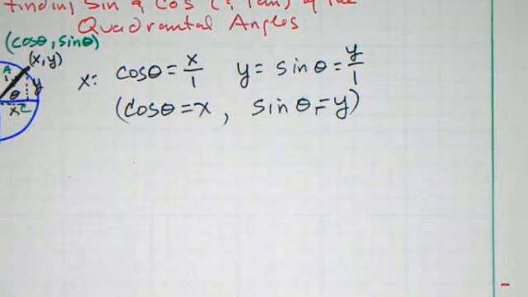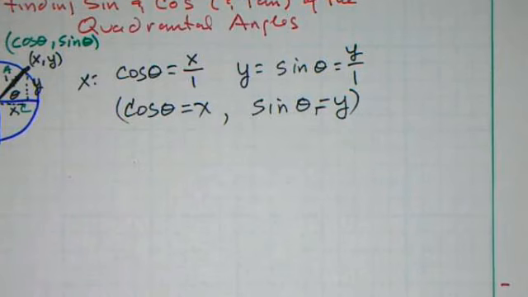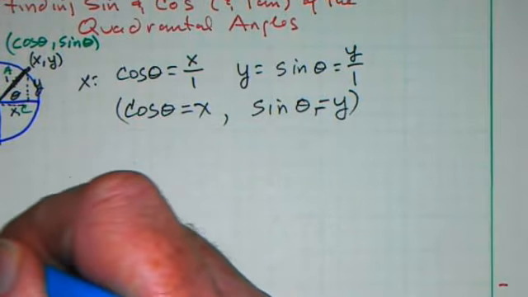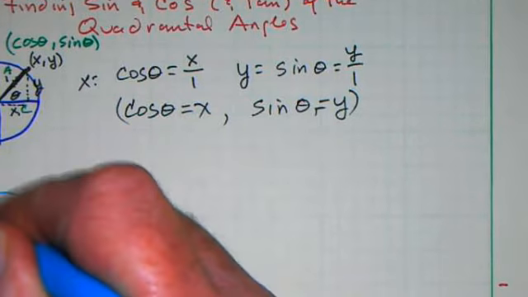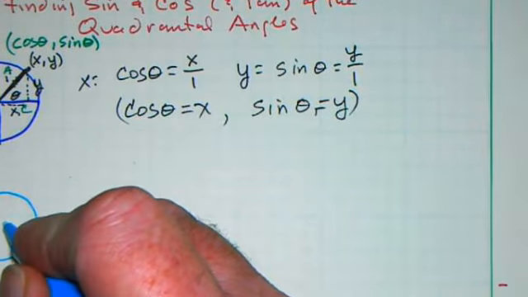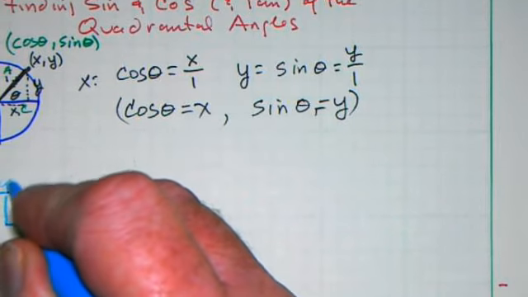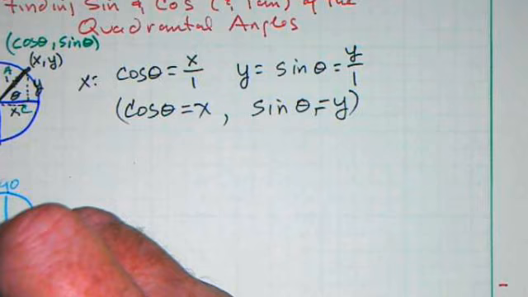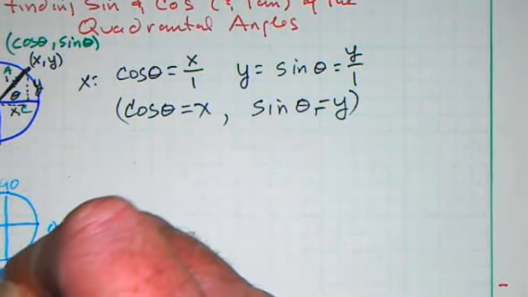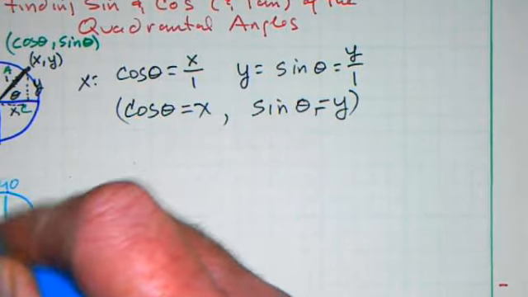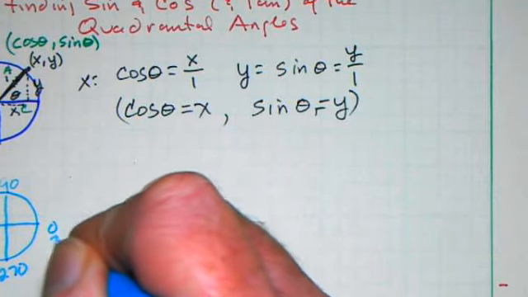Okay, we need to talk about how we can use this to find the values of the quadrantal angles. So what I want to do now is visualize that I have another circle, and now we're just going to talk about angles that are multiples of 90. So we've got a 0, we've got a 90, we've got a 180, and we have a 270. As we keep going around in the positive direction, add another 90, we get to 360.